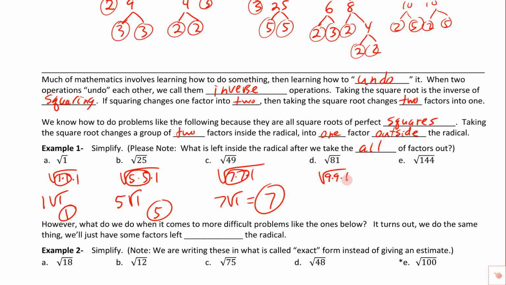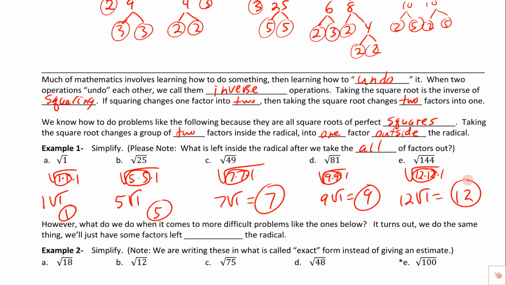9 times 9, put a 1 underneath there. We've got a pair of 9s, so remember, a square root takes a pair of factors on the inside and turns it to one factor on the outside. So we're going to have a 9 on the outside, a 1 stuck on the inside, and 9 times 1 is 9. And then the last one, of course, is going to be 12 times 12 times 1. Pair of factors right here. Got a 1 left, so the answer on this one is 12. Silly way to do those problems, but take a look at the next one.